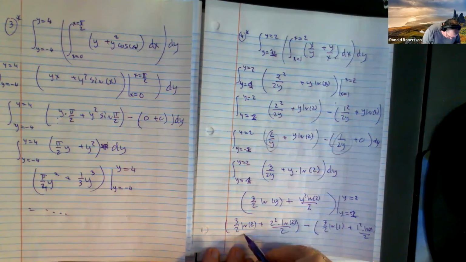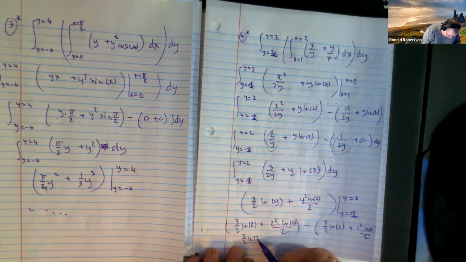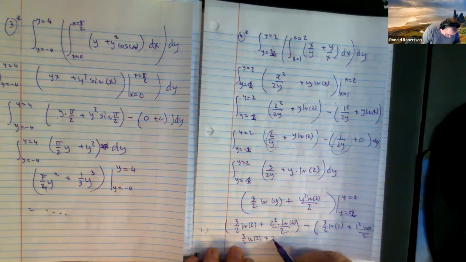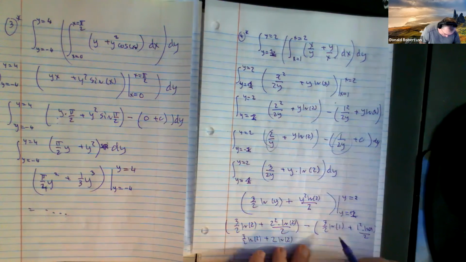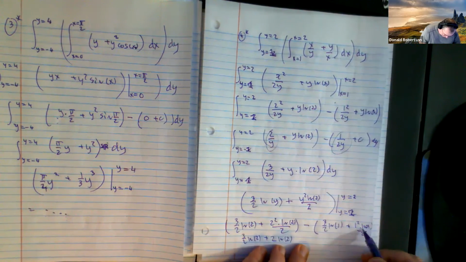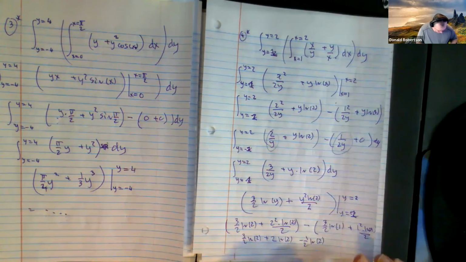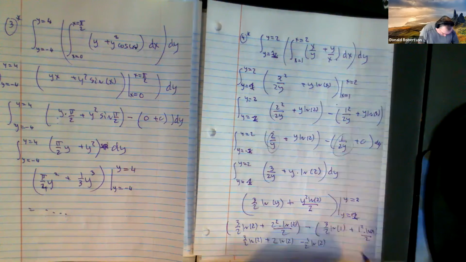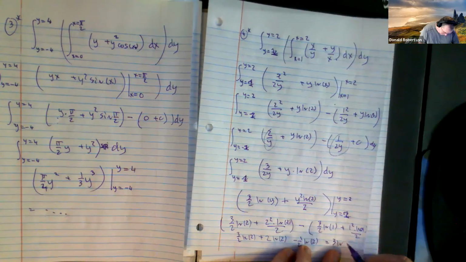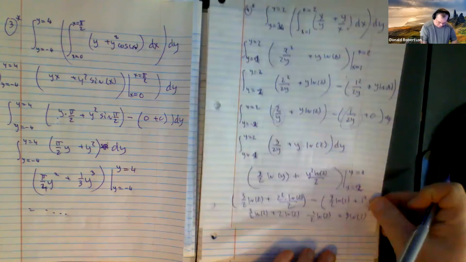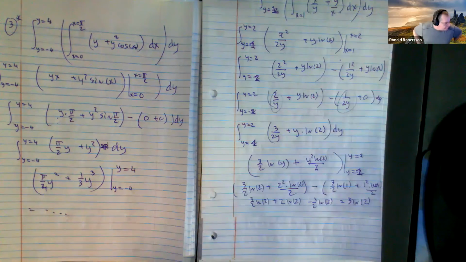And what do we get? We get 3 halves log 2, 2 log 2. That's nothing. And this is a half of log 2. So take away a half of log 2. 3 halves add 2, take away that. The whole thing comes out actually very pretty. 3 log 2s.